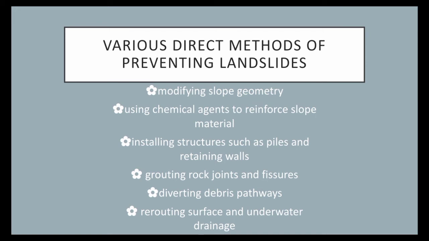Various direct methods of preventing landslide. Modifying slope geometry, using chemical agents to reinforce slope material, installing structures such as piles and retaining walls, grouting rock joints and fissures, diverting debris pathways, rerouting surface and underwater drainage.